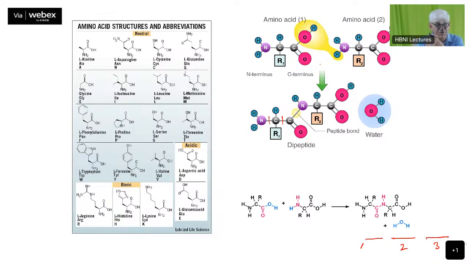I said there are 20 different kinds of R groups, and these are very different structures. These are classified into different categories. You have the neutral amino acids, or acidic amino acids, or basic amino acids. By and large, the neutral amino acids are more in number, and these are alanine.